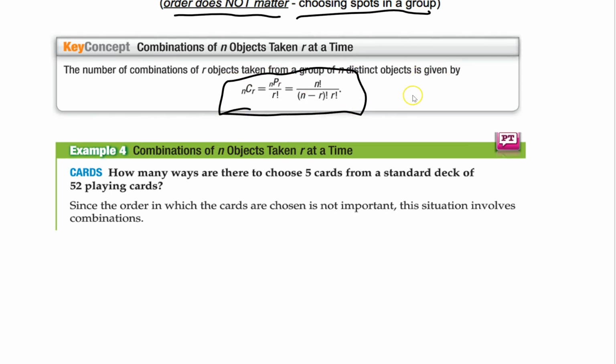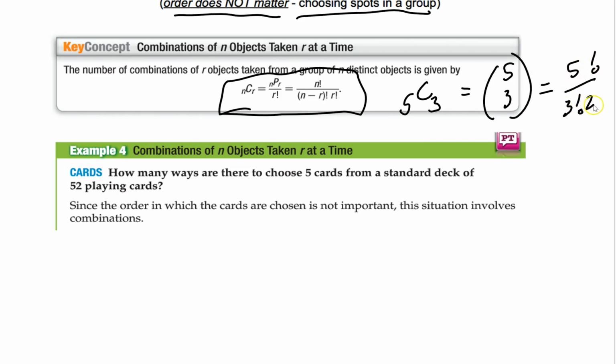So if I give you 5C3, it's the same thing as me saying this, right? Remember that notation, which is the same thing as saying 5 factorial over 3 factorial times (5 minus 3), 2 factorial. As you can tell, because the fraction is a lot bigger on the bottom there, it's going to be a smaller number.